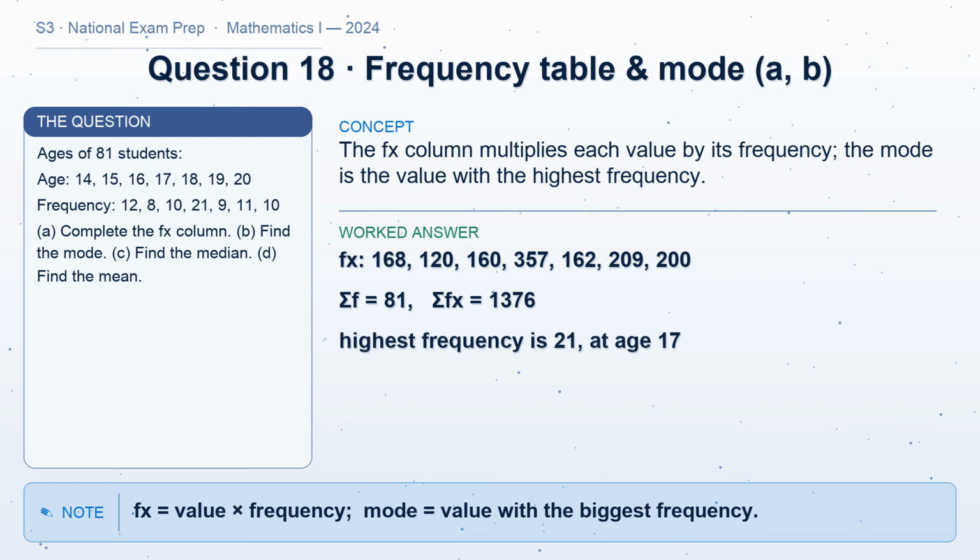Adding the frequencies gives 81 students, and adding the fx values gives 1,376. The mode is the age with the highest frequency. The biggest frequency is 21 at age 17, so the mode is 17.